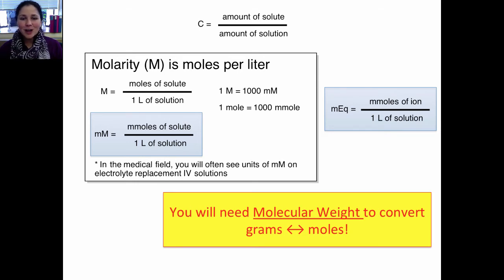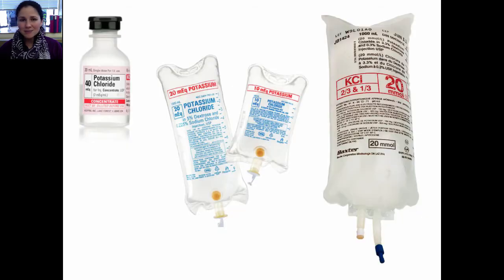In the medical field, you'll often see units of millimolarity or even milliequivalence in electrolyte replacement IV solutions. Here are some examples. These are pictures of solutions that are directly injected into patients' veins. Notice the units of concentration are given in milliequivalence or millimolar.